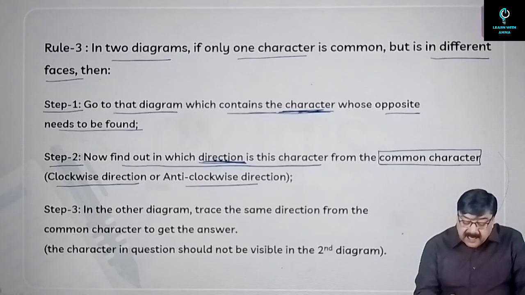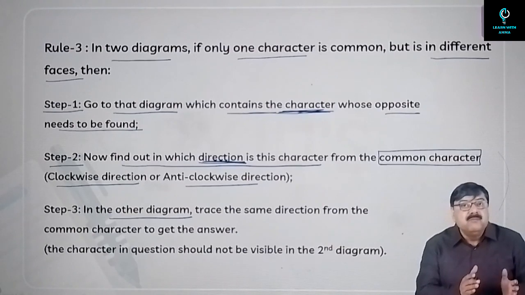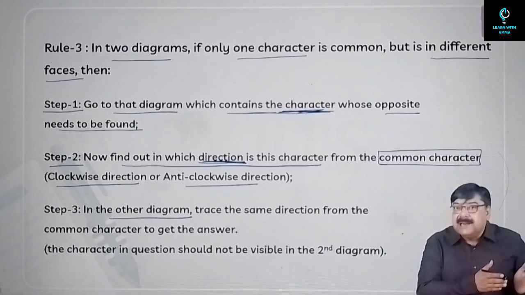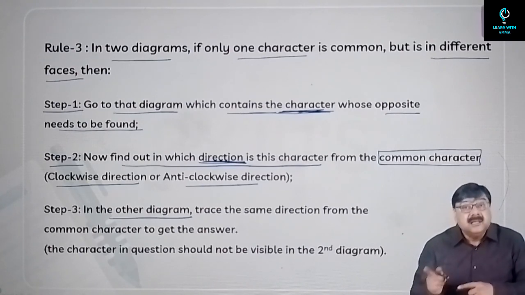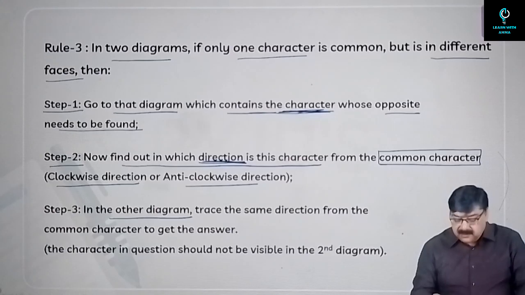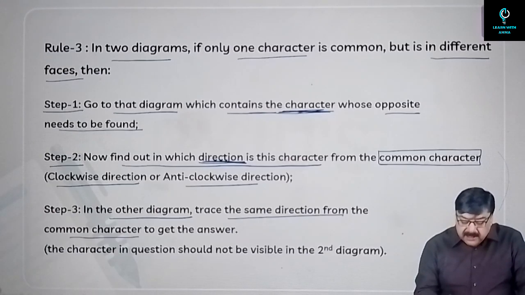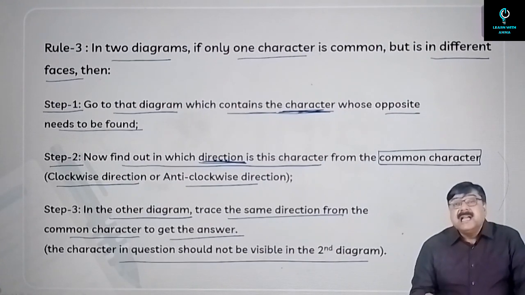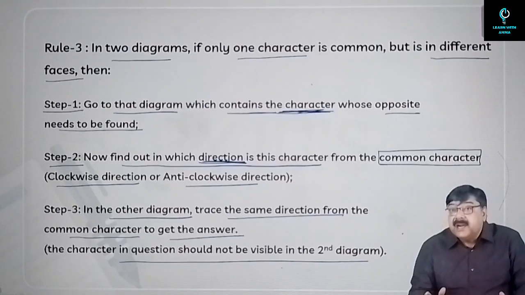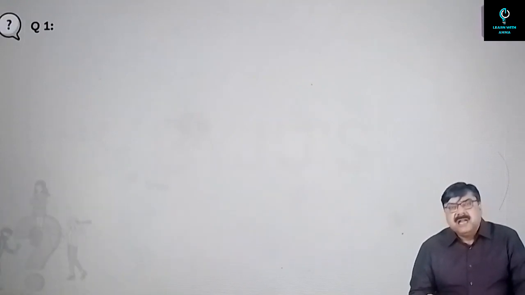And finally, in the other diagram, once you have found out that movement from the common character to the question character, then follow the same movement from the common character in the other diagram to find out the answer character. So trace the same direction from the common character to get the answer. And obviously, the number or character whose opposite character you need to find out should not be visible in both the diagrams. It should be visible only in one diagram. Let us solve some questions now, as now we know the 3 rules, and let us apply them and find out how we can solve these questions really fast.